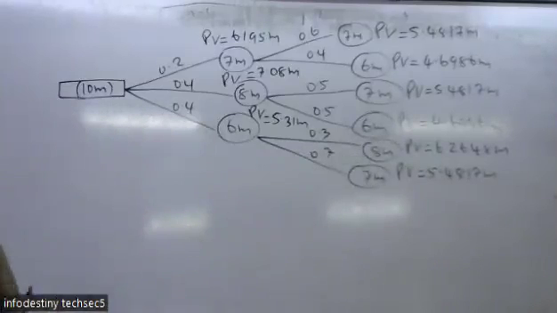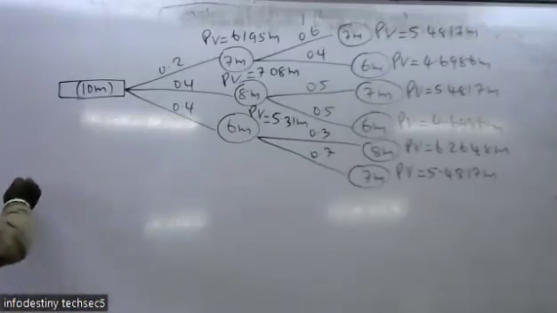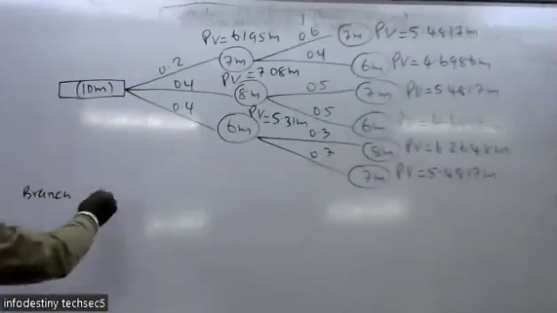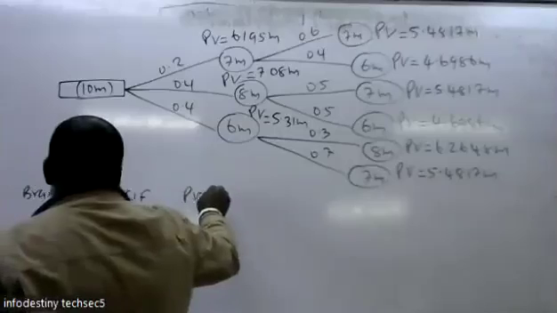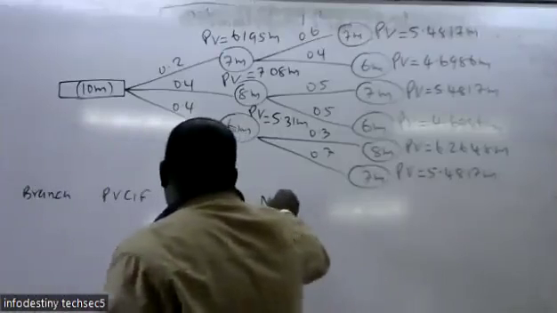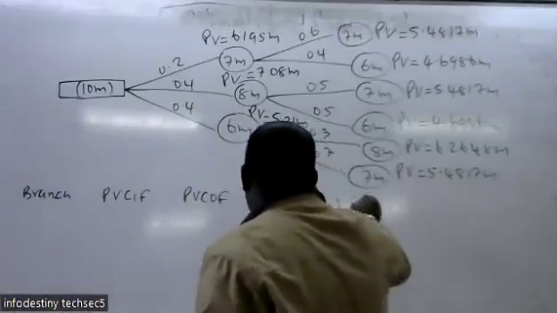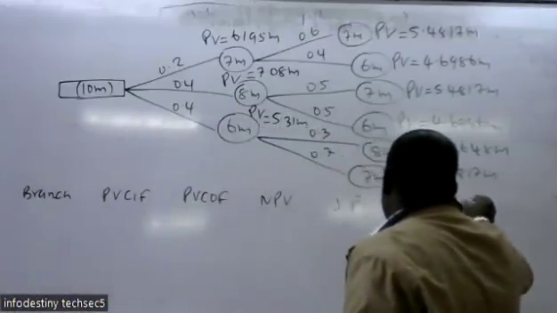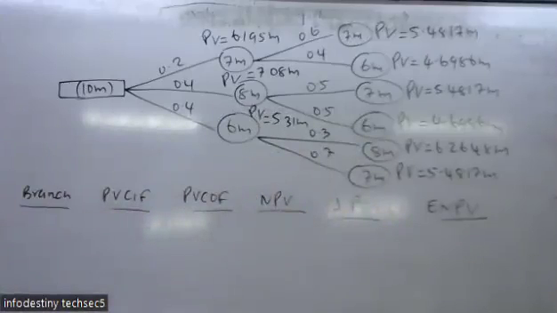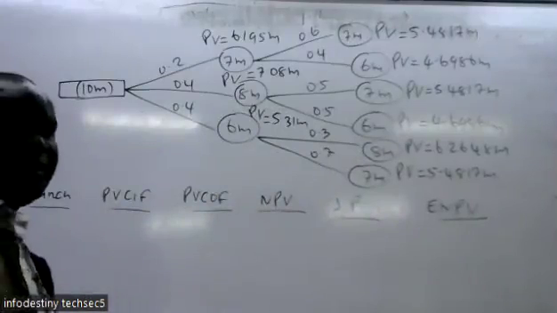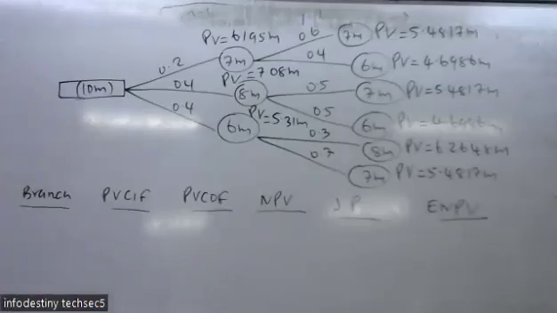We need to get the expected NPV. The same approach I have used in the other question. There is the branch. Then present value for the cash inflows, present value for the cash outflows, NPV, joint probabilities, then expected NPV, like that. This one also had 6 branches, so we should be able to come up with a summary for that information.